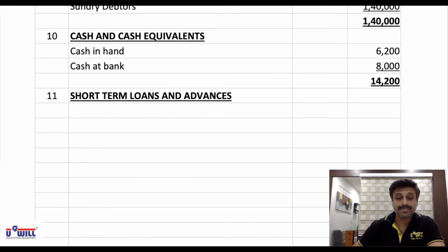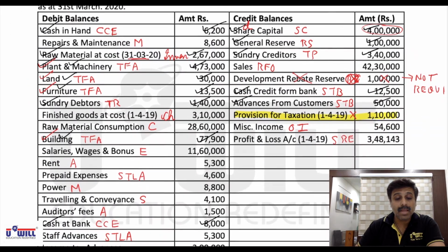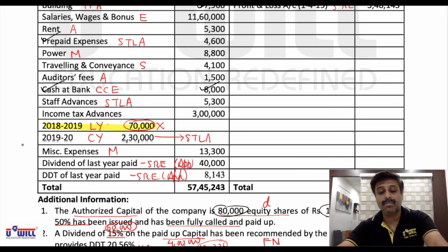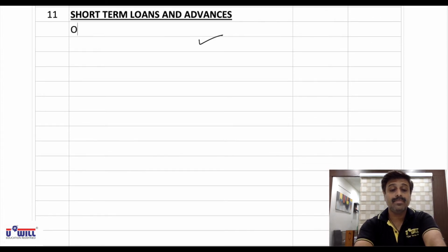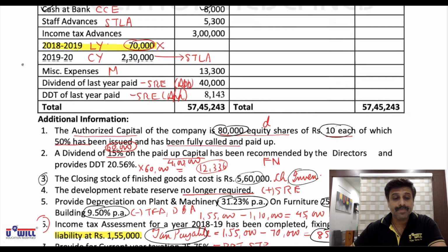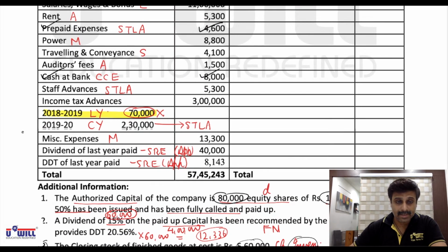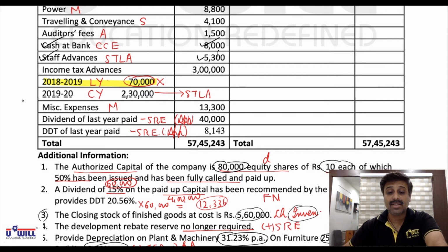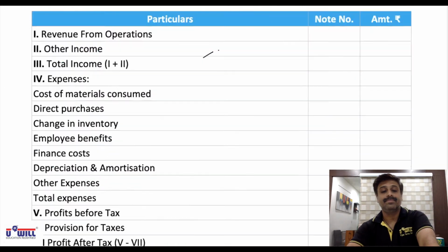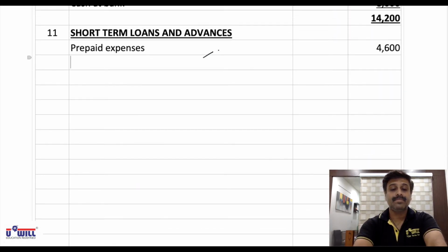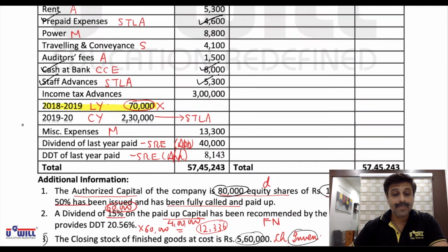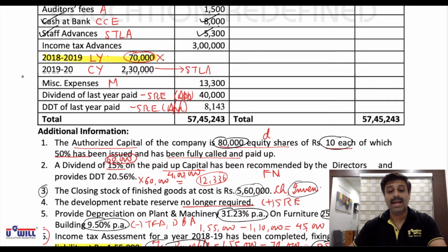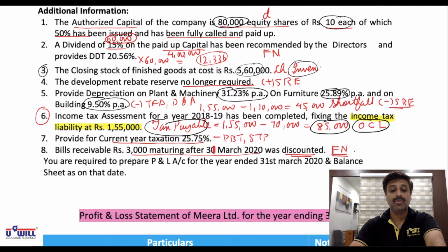STLA marked items. Prepaid expenses, in that 4,600. Then after prepaid expenses, staff advances of 5,300. Then after staff advances of 5,300, we have current year's advance tax of 2,30,000.